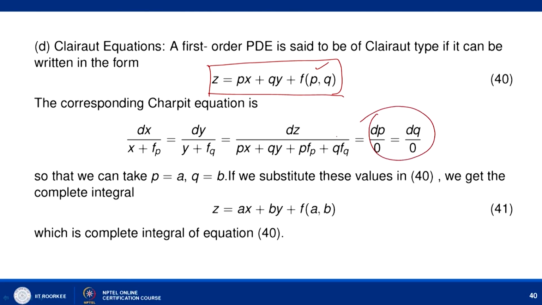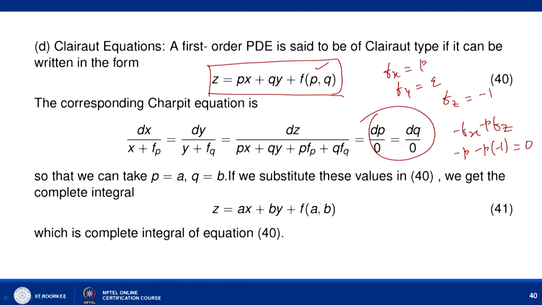If you write down the corresponding Charpit equation, then here we have dp upon 0 equal to dq upon 0. So if you look, fx is equal to p, fy is equal to q, and fz is equal to minus 1, taking the equation as px plus qy plus f of p, q minus z. Then minus fx minus p fz: minus fx is minus p, and this is plus p, so you will get 0. So dp upon 0, dq upon 0.